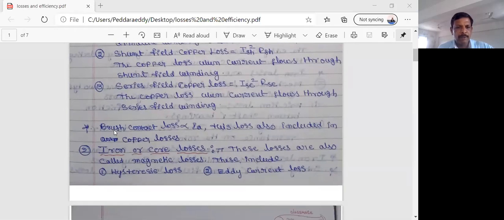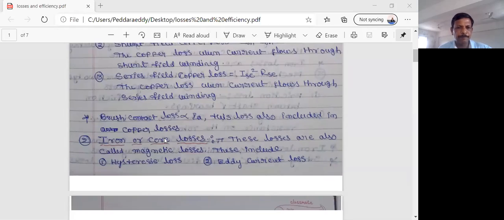Next, one important point: brush contact loss. Brush contact loss is directly proportional to the armature current Ia. This loss is also included in, or related to, copper loss.